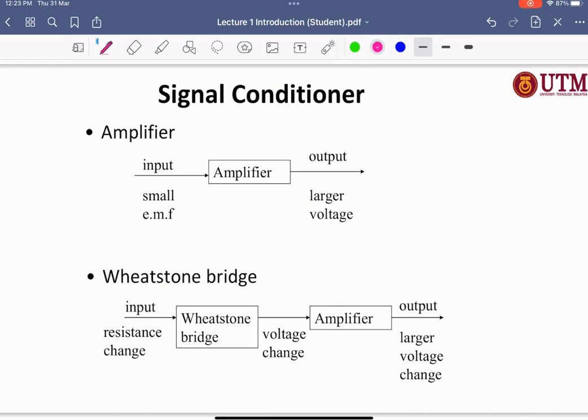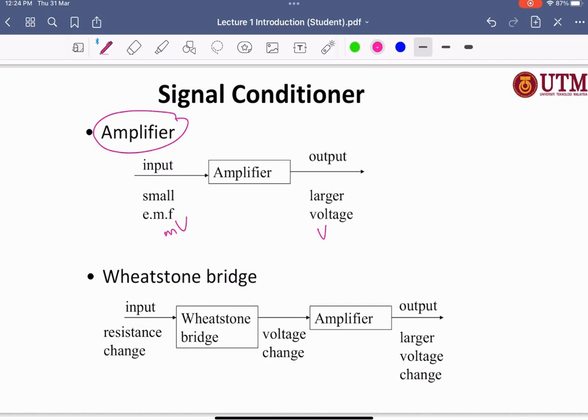For example, an amplifier can amplify a small voltage in millivolts to a larger voltage. It can also attenuate it, from a larger voltage to a small voltage.